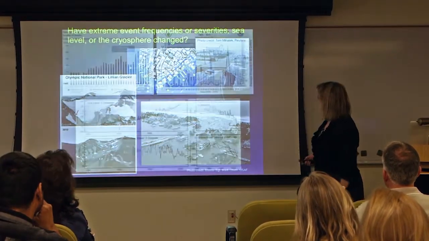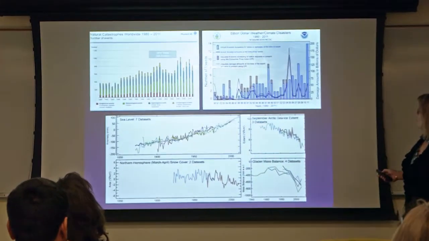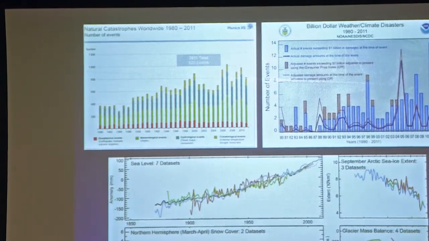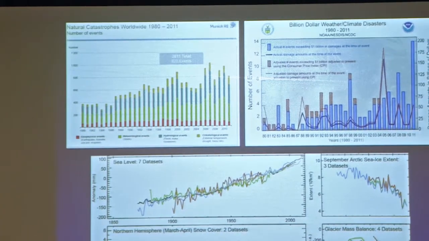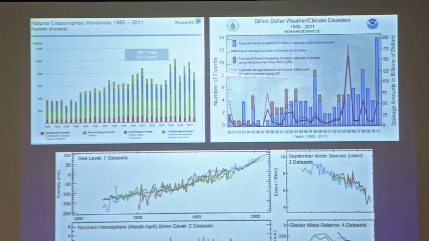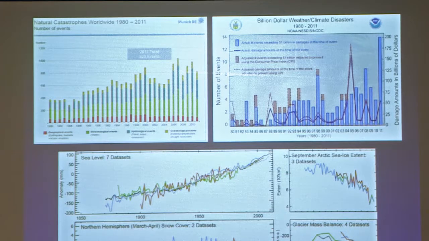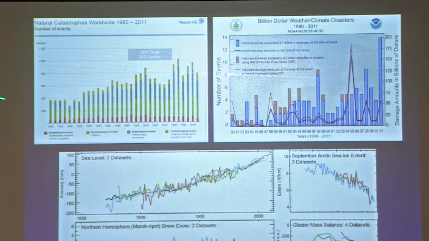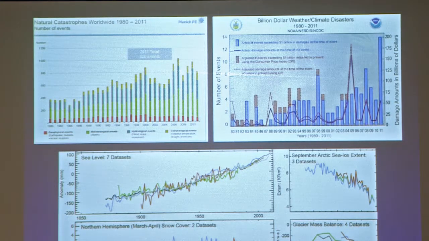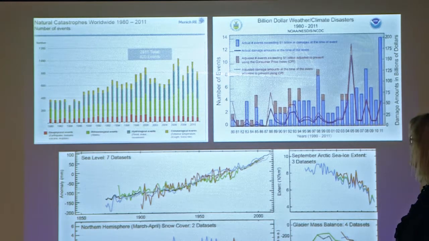So let's look at some data. This is actually for the last 30 years. This is for the world, and this is for the United States. This shows you billion-dollar weather and climate disasters. I think you can imagine an increase. We don't know if that's necessarily going to increase or maybe come down again. But we see that also in the world records. This is a record from Munich Re. These reinsurance companies are really great resources for this kind of thing because that's what their business is.